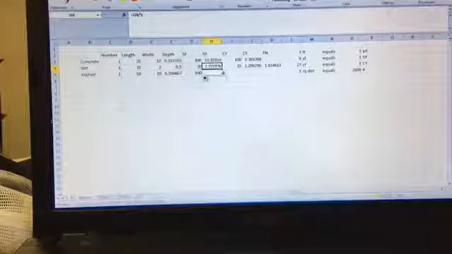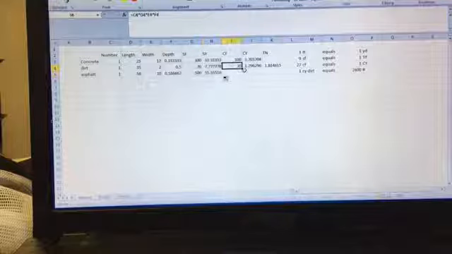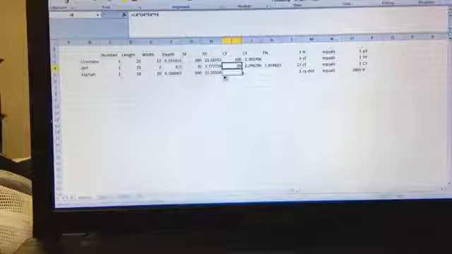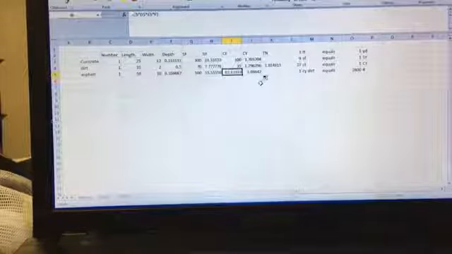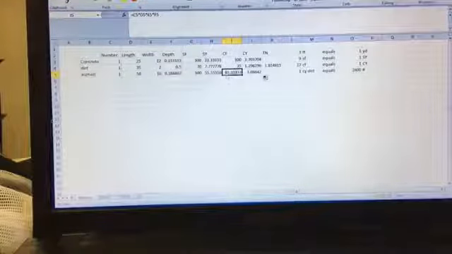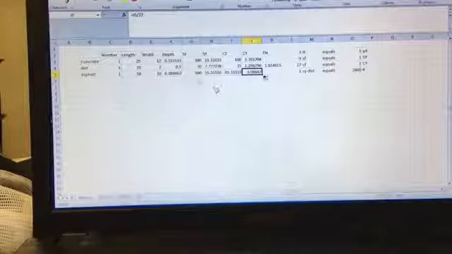Most asphalt you're going to do 2 inches, 2 to 3 inches. 2 inches is typical, 1.5 inches for Superpave. It's 500 square feet, 55 square yards, 83 cubic feet and about 3 cubic yards.